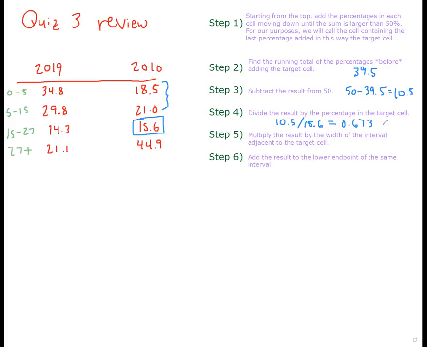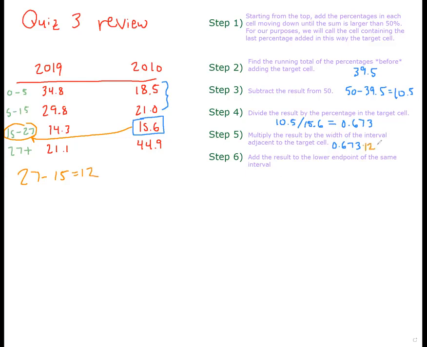Step 5, multiply the result by the width of the interval adjacent to the target cell. So what do I mean by that? We're going to take the 0.673 we just got from step 4 and multiply it by the width of the thing adjacent to the target cell. So the width of this interval is just the upper bound minus the lower bound. So 15 to 27 has a width of 27 minus 15 or 12. That is the width of that target cell, or the interval adjacent to the target cell.